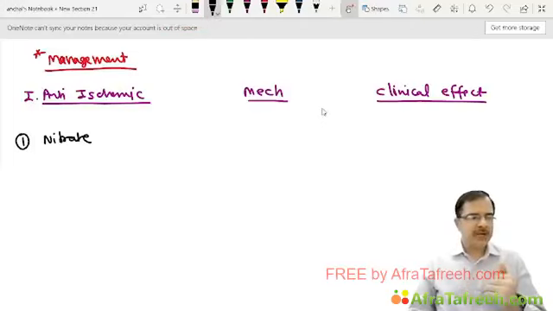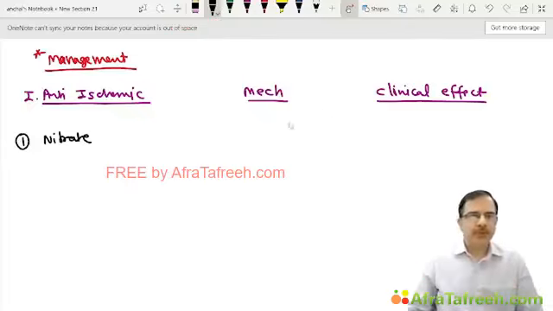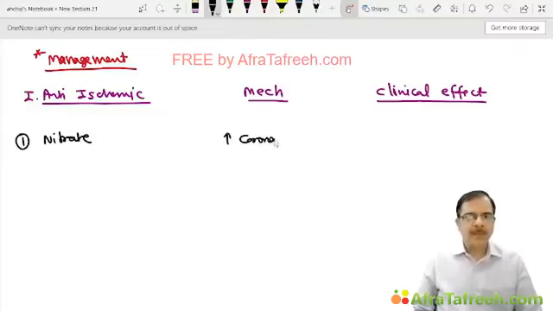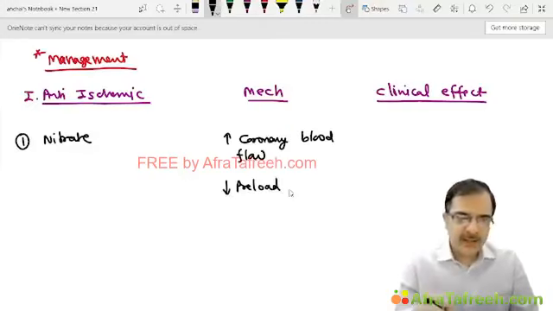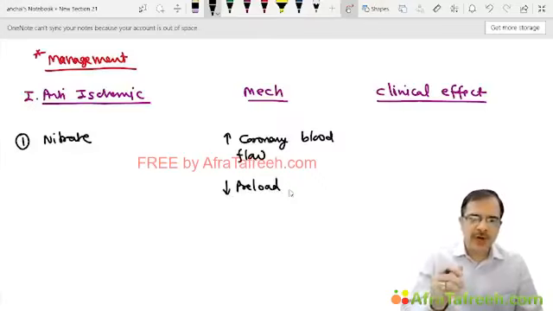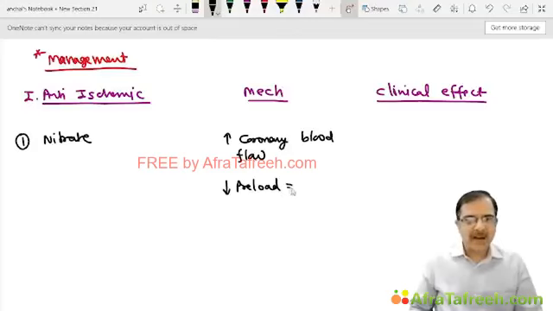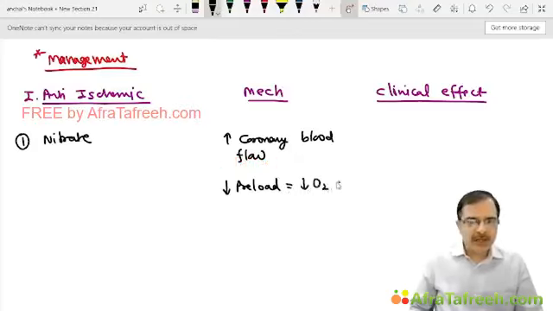So how does the nitrate work in cases of non-ST elevation MI or unstable angina? The mechanism here: nitrate increases the coronary blood flow, as well as it reduces the preload. It is a venodilator agent. When it is reducing the preload of the patient, it is decreasing the oxygen demand.